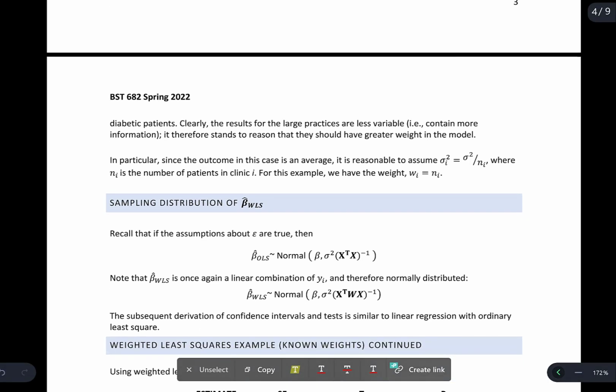So in particular, since the outcome in this case is an average, it's reasonable to weight the variance based on the number of patients in the practice. So here we're going to assume that sigma squared i is equal to sigma squared, which will be a constant variance, divided by the sample size for that particular practice. And so that will give us a weight of w_i is equal to n_i.